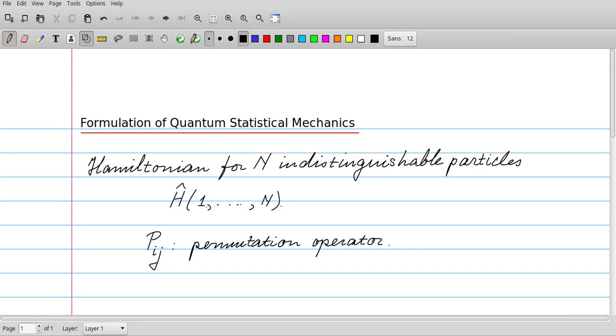In order to analyze the effect of the indistinguishability, we introduce an operator Pij, which is a permutation operator. Well, in fact it's only an exchange operator. It exchanges particles i and j in the system, which means for the Hamiltonian that the quantum numbers of particle i and j are exchanged, and because the particles are indistinguishable, that should have no effect on the Hamiltonian.